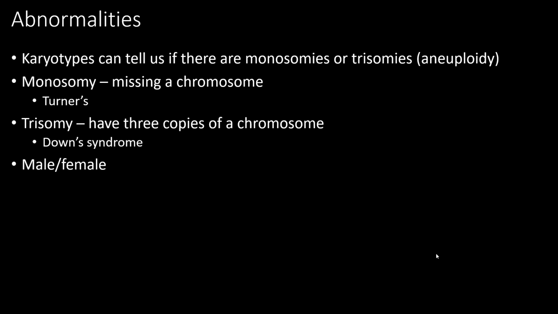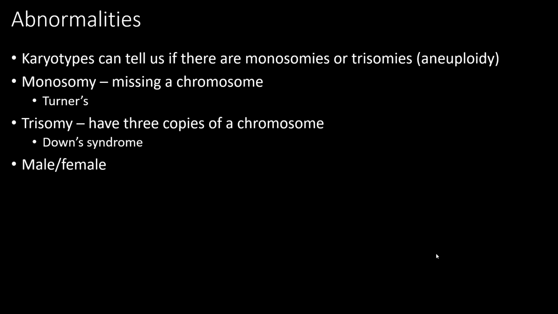And if we have a monosomy, that's where we're missing a chromosome. One of the best examples, and really the only example that survives, is Turner syndrome, where we have one X and we are missing the other one. So instead of having 46 chromosomes, this individual has 45.